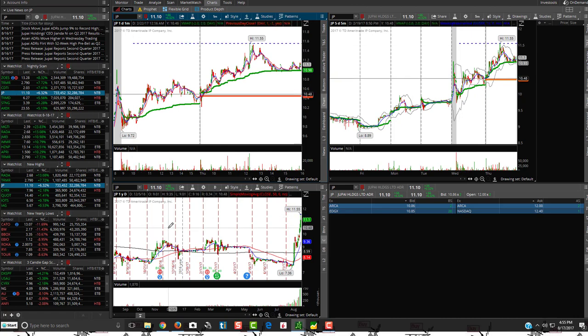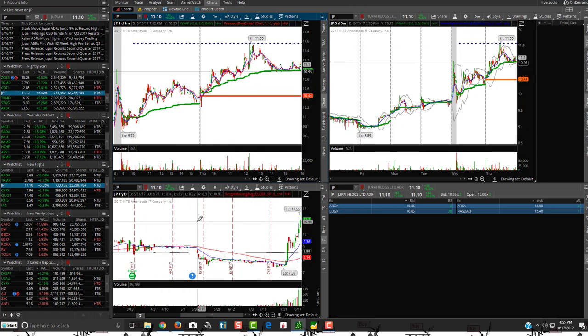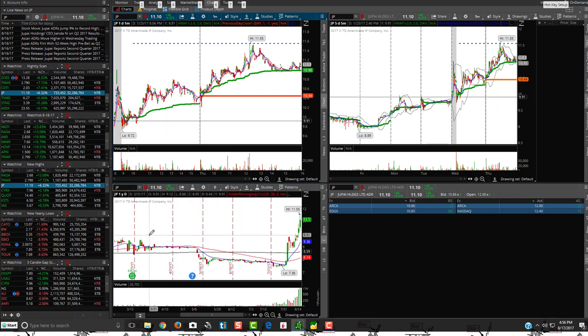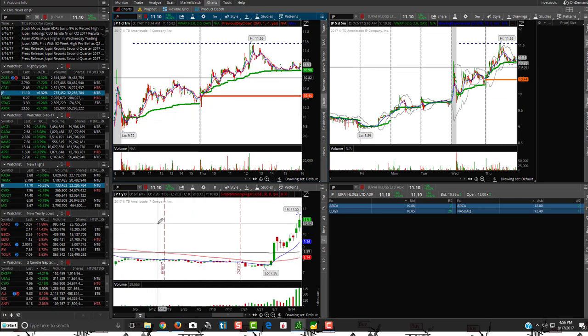So 1155 is the high. I mean, this thing's still running. You might want to see back here right around the, man, this thing's got to pull back at some point. I'm going to watch that one. But I'd like to short that thing if it's going to short at some point.